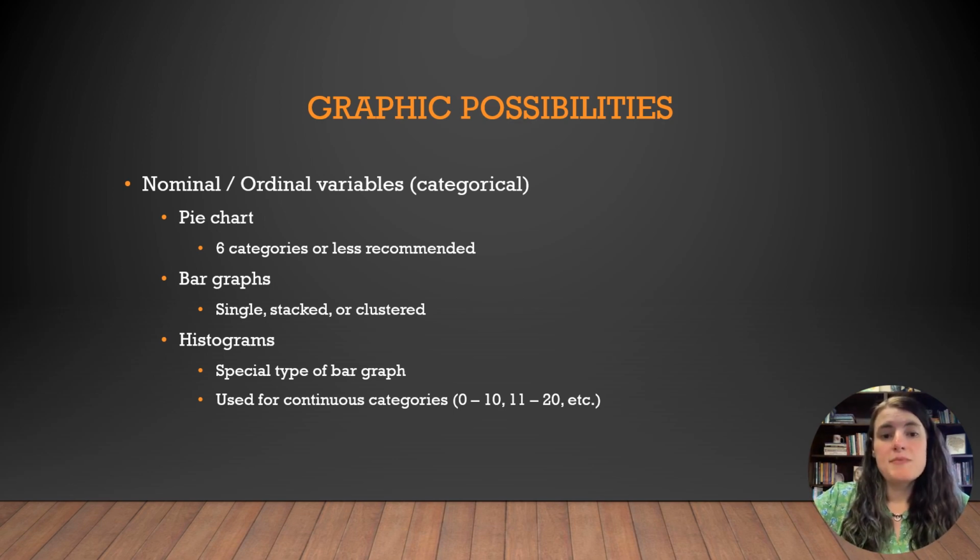Bar graphs and histograms have no category limits. They can be as big as they need to be. But you do need to watch out with pie charts. Ideally, a pie chart should only be used when there are 6 categories or less.